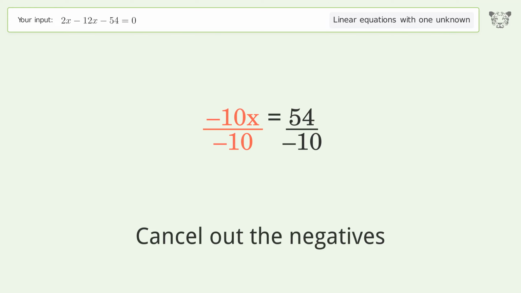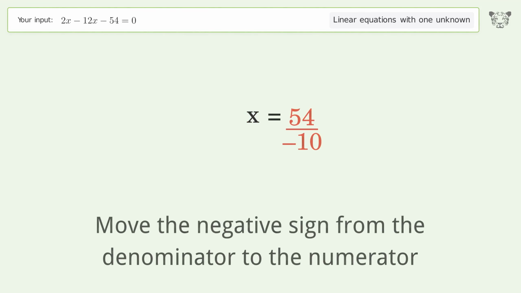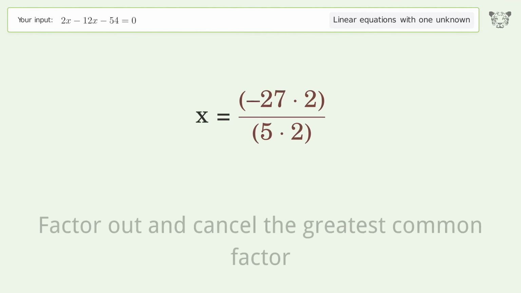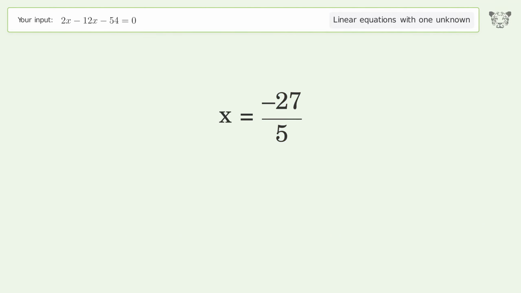Cancel out the negatives. Simplify the fraction. Move the negative sign from the denominator to the numerator. Find the greatest common factor of the numerator and denominator. Factor out and cancel the greatest common factor. And so the final result is x equals -27/5.